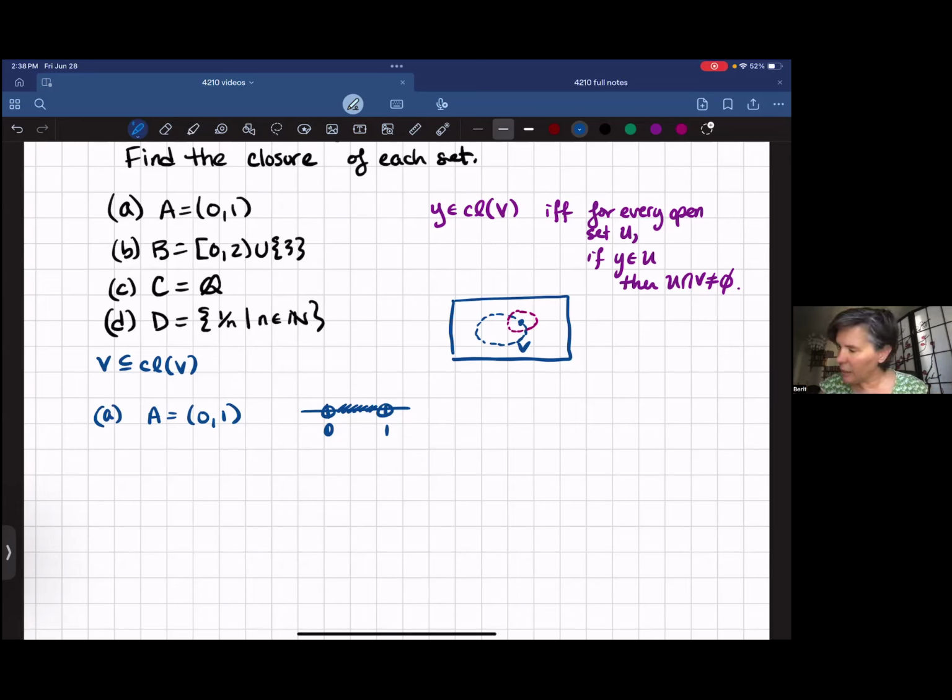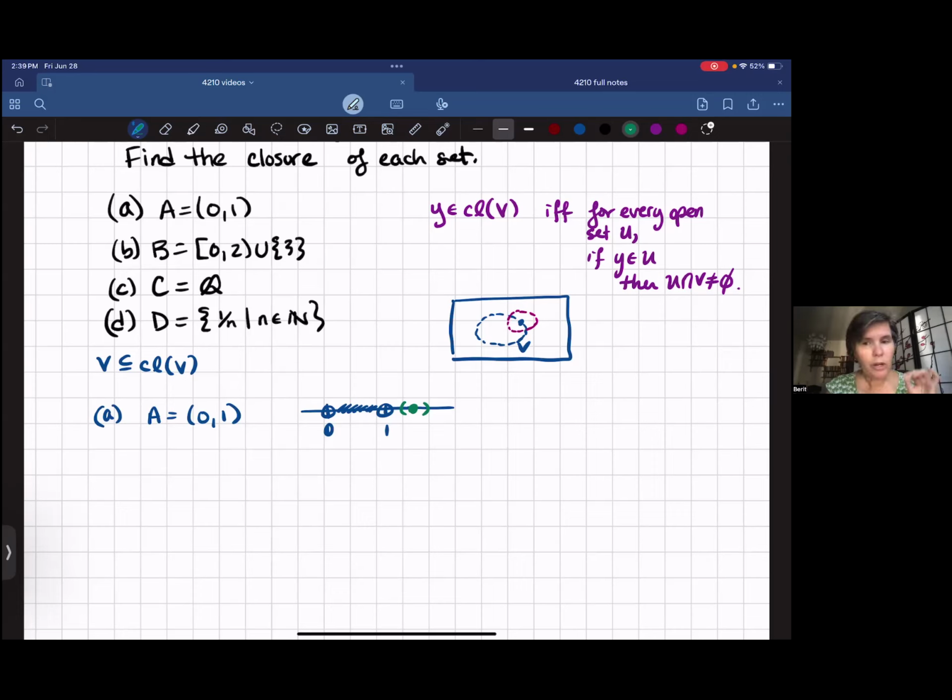So first of all, let's think about a point above 1. If I take a point above 1, say here, can I draw an open set around that point? Can I draw an open interval around that point that doesn't touch A? Yeah, I could just take whatever that number is and take half of the distance between 1 and that number. I can draw an open set around that point that doesn't touch A. So that point is not in the closure.